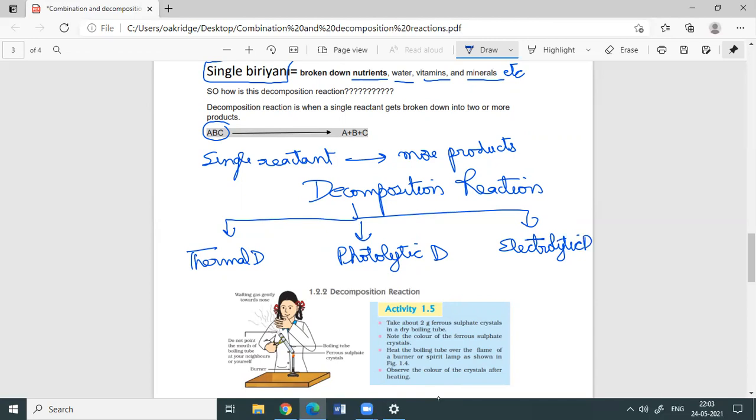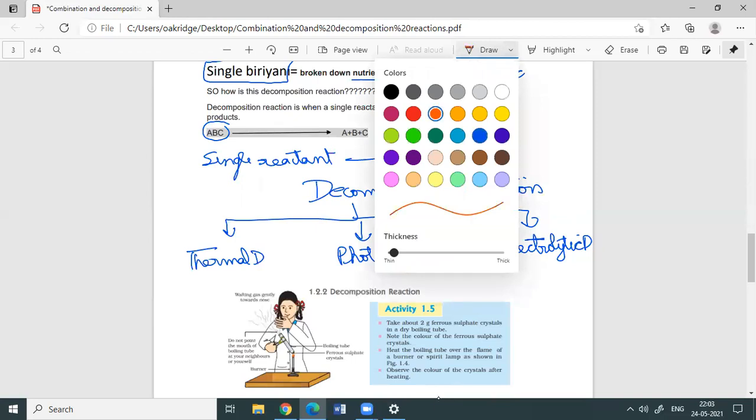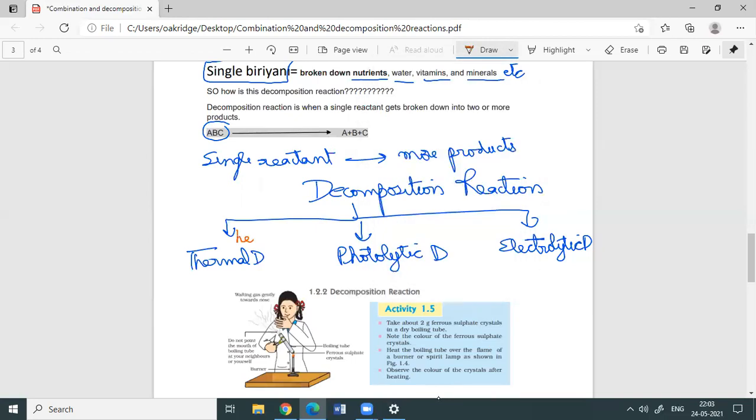Now I will write down the meaning of each and every one. In physics you would have heard this term, thermal. What is the meaning of thermal, children? Thermal means it is taking place in presence of heat. So when any single reactant is breaking down into two or more products in presence of heat, if we are heating that single reactant, it's a thermal decomposition. If we are not heating but we are putting it in sunlight, or placing it where sunlight is falling, that is called a photolytic decomposition reaction.